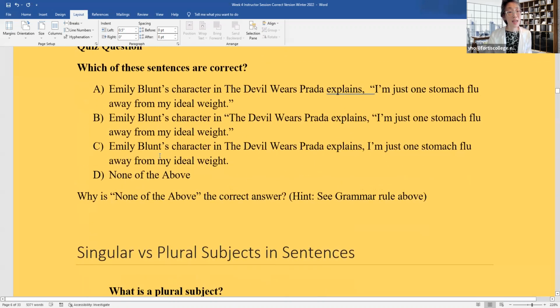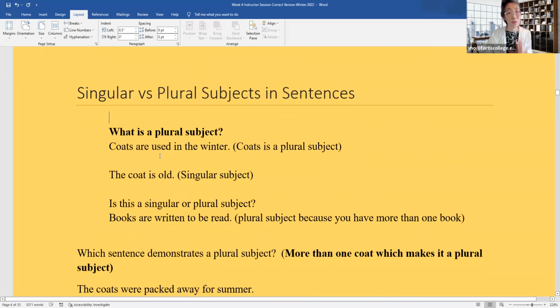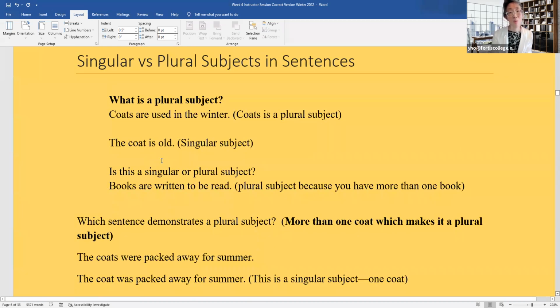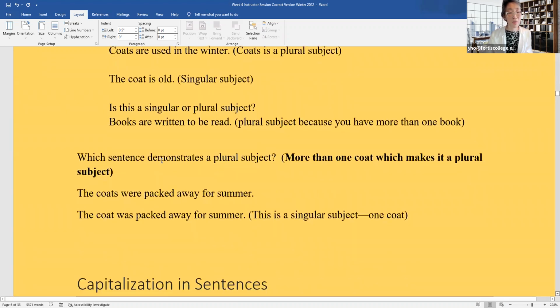All right, the next thing is going to be singular versus plural subjects. We did this in quiz 1, I think. A plural subject is when you have more than one coat. If you just have one coat, that's a singular subject. If you have many coats, that's a plural subject. And so when you have a plural subject, it takes a plural verb.